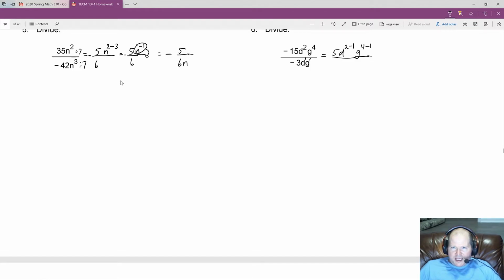Okay. And it doesn't look like we have anything on the bottom right now. So we continue on. So we end up with a 5. D to the 2nd minus 1 is d to the 1st, or just d. G to the 4 minus 1 is g to the 3rd. And there's nothing left in the denominator, so that's all you get.